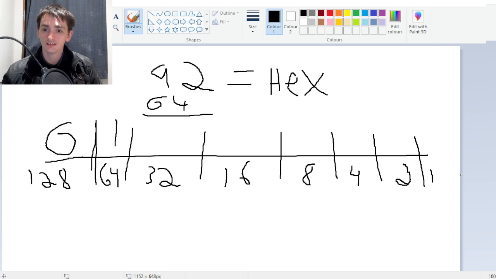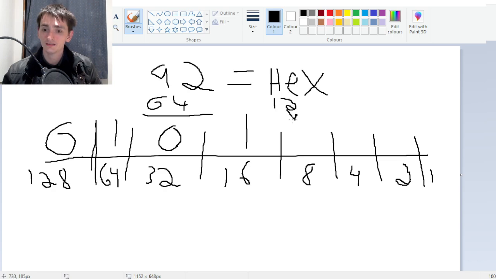I'm just going to do my standard calculator now. 92 minus 64 equals 28. So we've got 28 left. Does 28 go into 32? No, it doesn't. Does 28 go into 16? Yes, it does. So minus 16, and we've got 12. So we've got 12 left as a value.